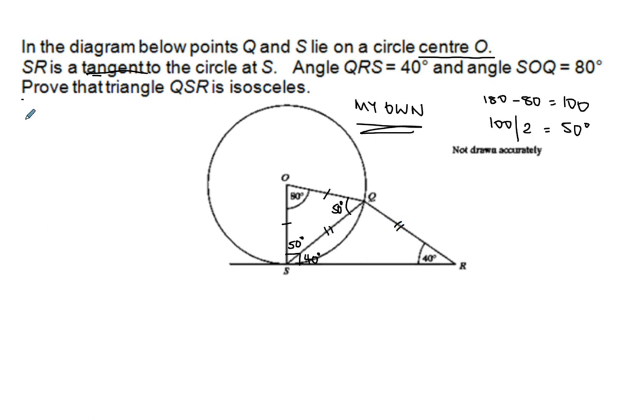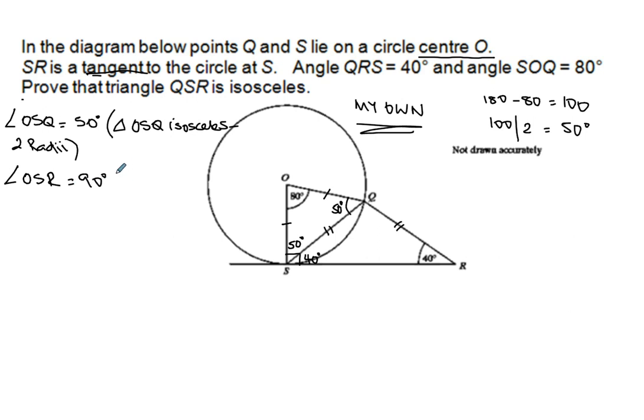Okay, so let's go for it. So we say angle OSQ equals 50 degrees. I always put my explanations in brackets and it just makes it look so neat. So you go triangle OSQ isosceles, and it's isosceles because of two radii. Then we talk about that being a right angle triangle. So angle OSR equals 90 degrees. And why is it 90? Because radius meets tangent.